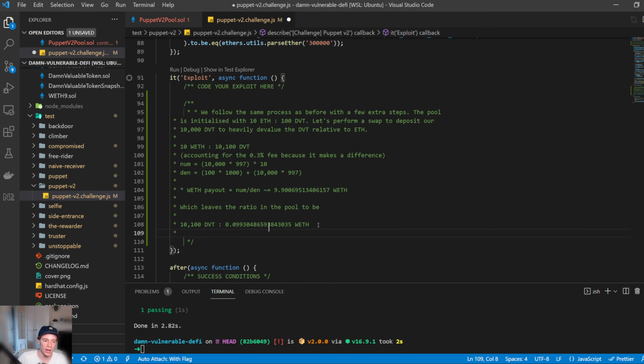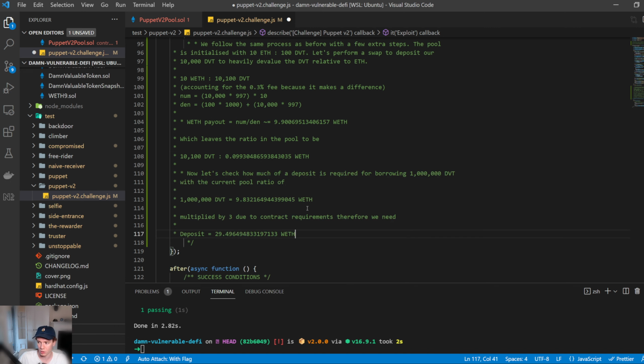is calculate the deposit. Now that we've manipulated the price, let's see what the deposit is going to be to borrow that 1 million DVT. So we have 1 million DVT, which is approximately equal to 9.8 ETH. Now, how did we do that? From this number here, you can divide both sides by 10,100, and once you do that, you'll get the value of 1 DVT. You can then multiply it by 1 million, which will net you the result of 9.8 ETH.